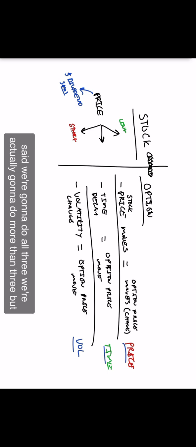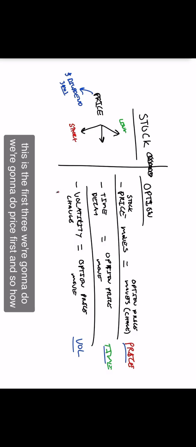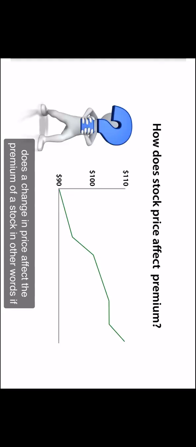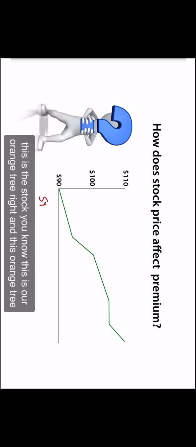So with that said, we're actually going to do more than three, but these are the first three we're going to do. We're going to do price first. And so how does a change in price affect the premium of a stock? In other words, if this is the stock, this is our orange tree, right?